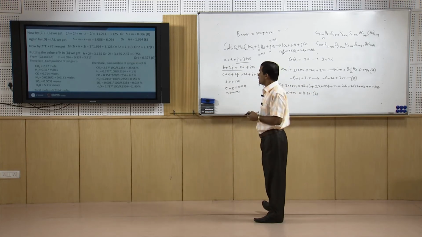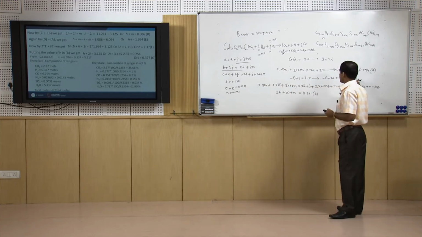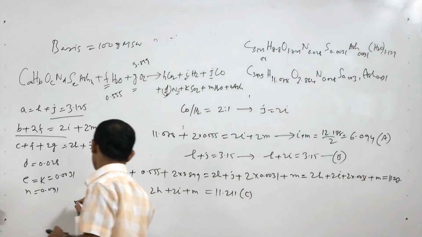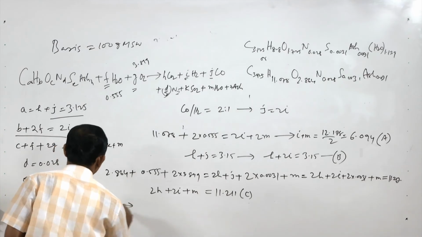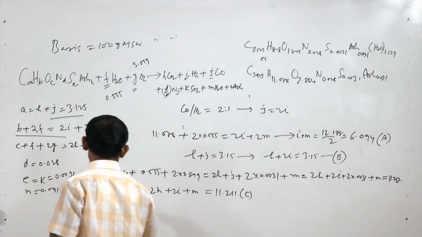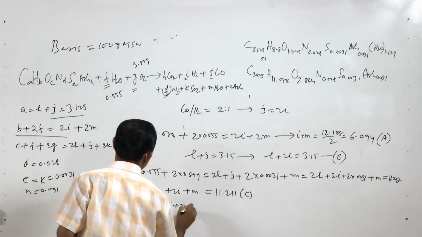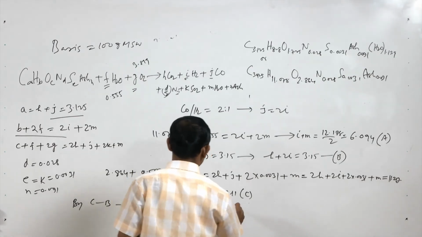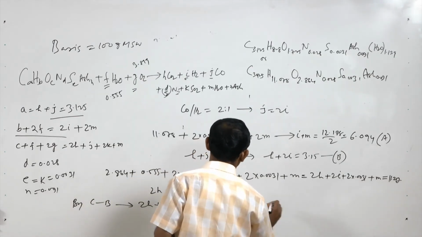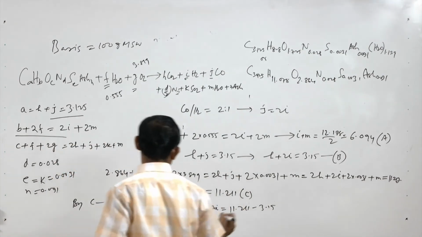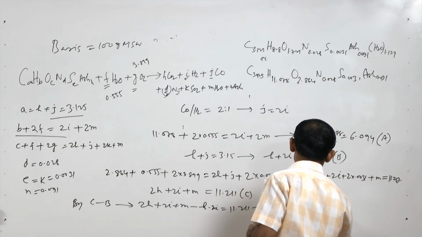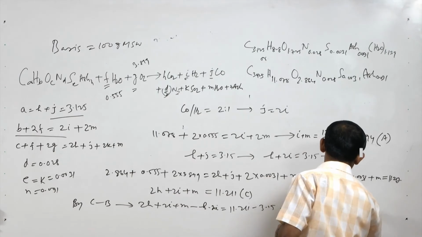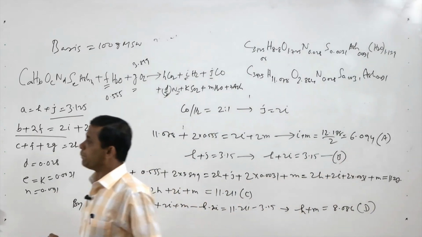So, C minus B, so this minus this, if we make C minus B, so 2I will cancel. So, by C minus B we are getting 2H plus 2I plus M minus H minus 2I, that is equal to 11.211 minus 3.15. This is giving us H plus M is equal to 8.086. So, now we are giving it as equation D.